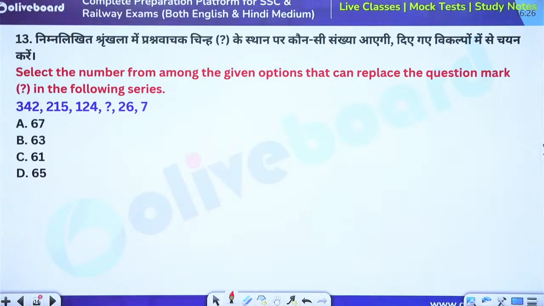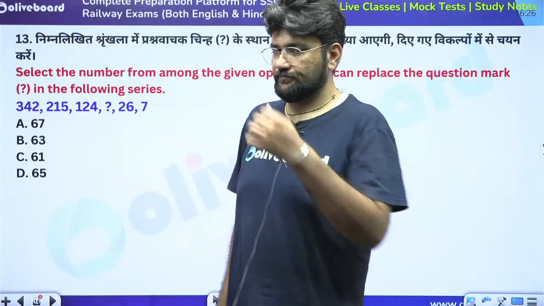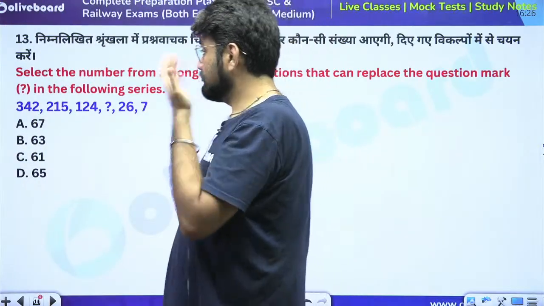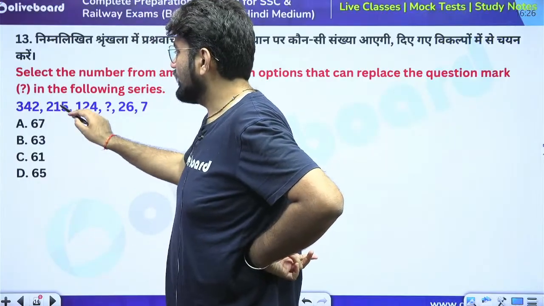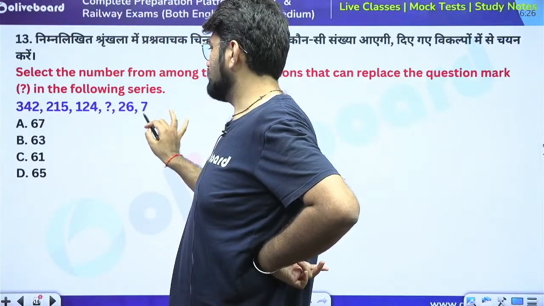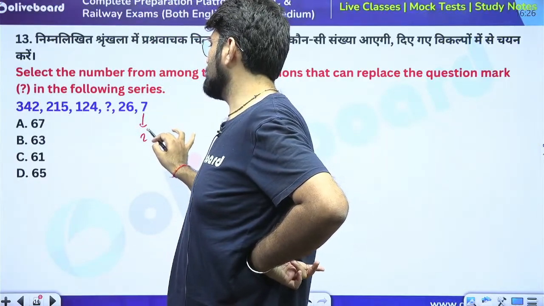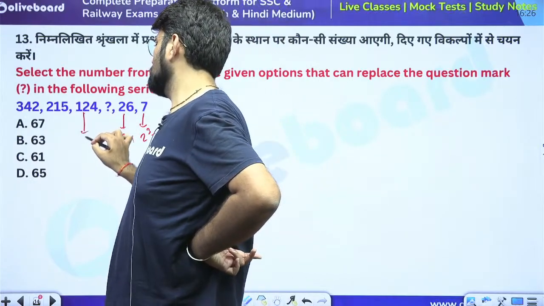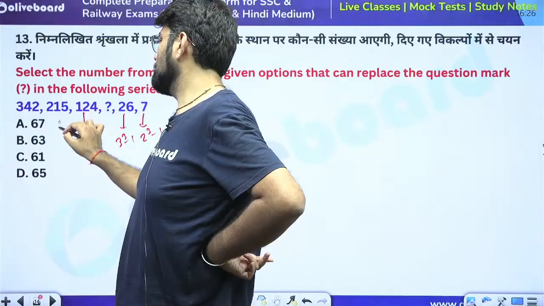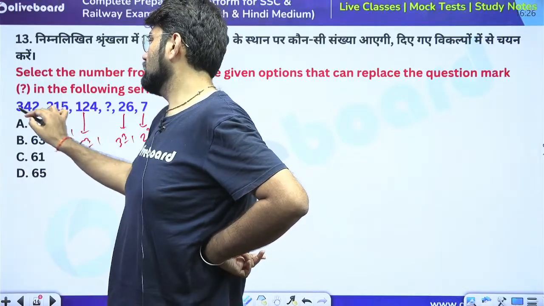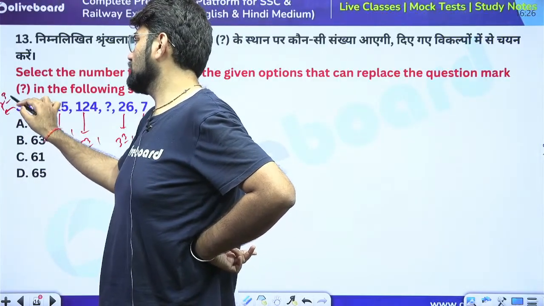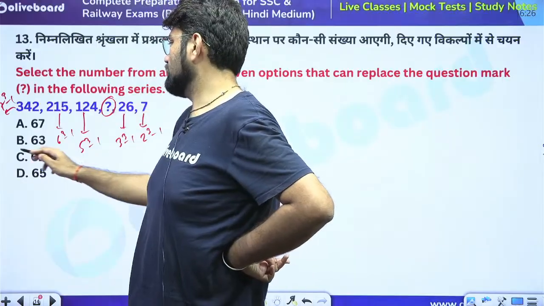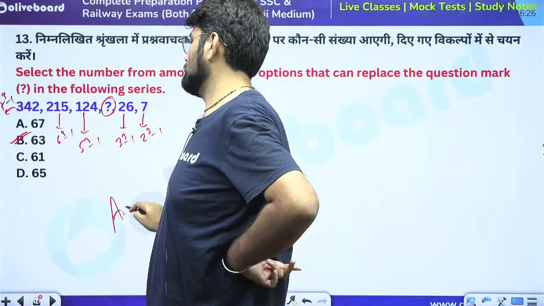Just look at the numbers. The numbers are special numbers. You'll try to find differences in the first go, but if you observe, this is 2 cube minus 1. This is 3 cube minus 1. This is 5 cube minus 1. 6 cube minus 1. And 7 cube minus 1. So what is this going to be? 4 cube minus 1, which is 63. Option B is the right answer. Okay.